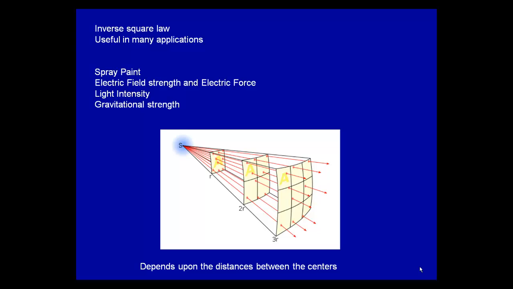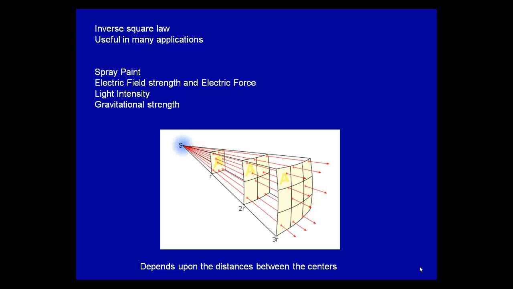Now, the inverse square law, the 1 over r squared on the bottom of that, is really, really what's important. And the key thing is it depends upon the distance between the centers, not necessarily the distance between the surface and the object. So be careful about that. And it's useful in several different ways. One of the most common ways I think of is spray paint.